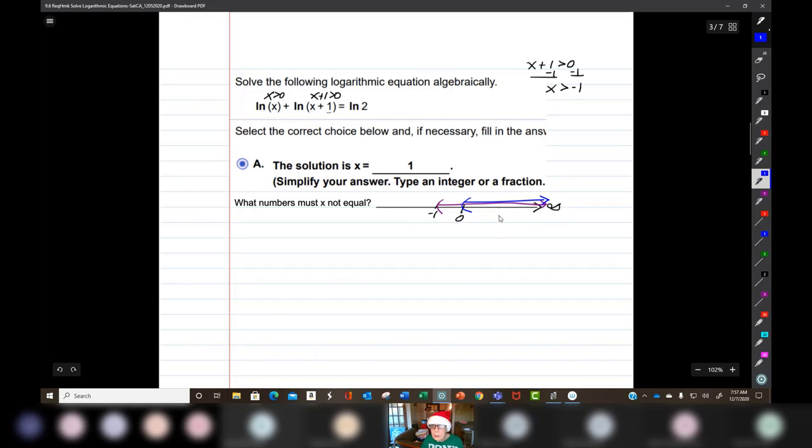And where the arrows overlap, those numbers satisfy both inequalities, so that is our domain. So once again, we're going to have to go with x is strictly greater than 0 for both arguments, because they're in the same equation.